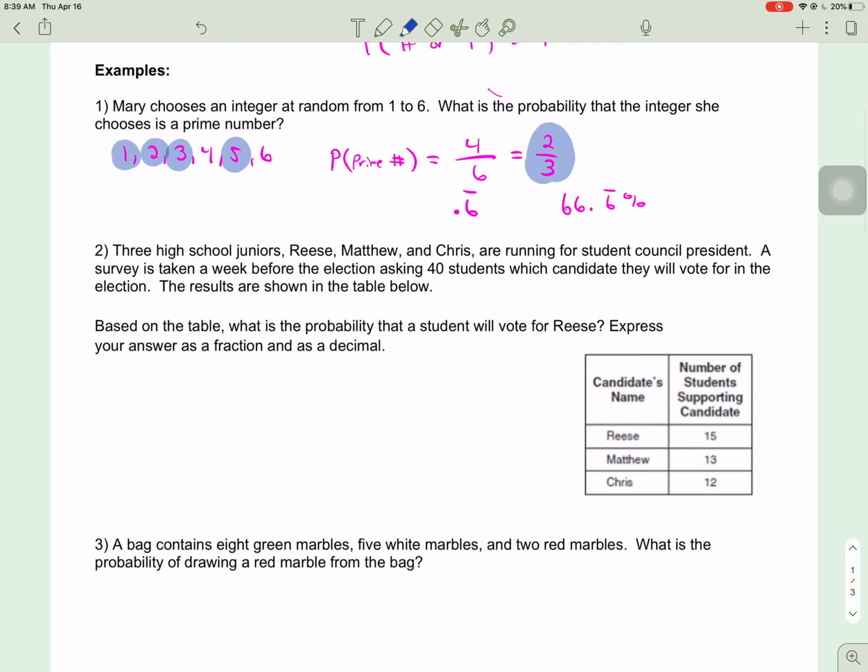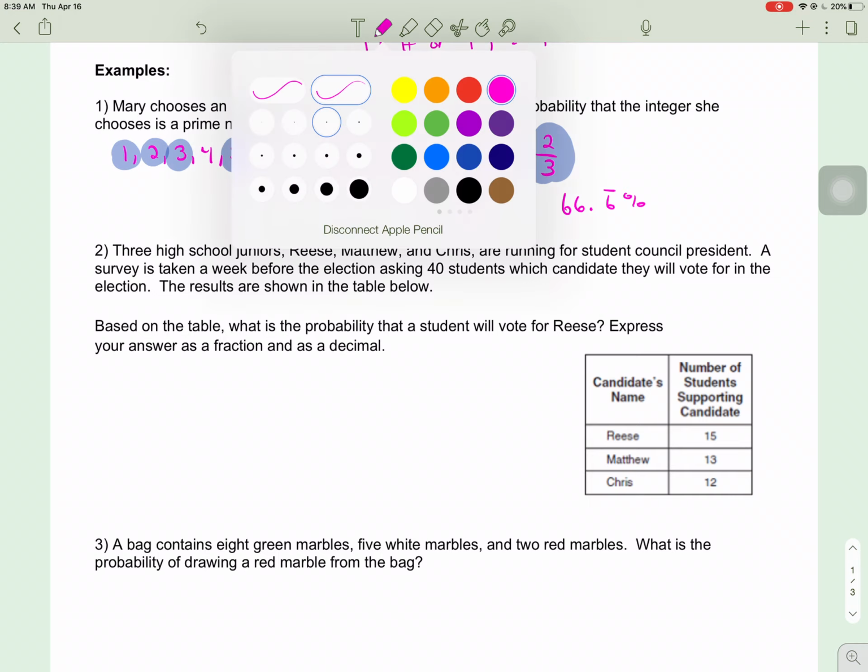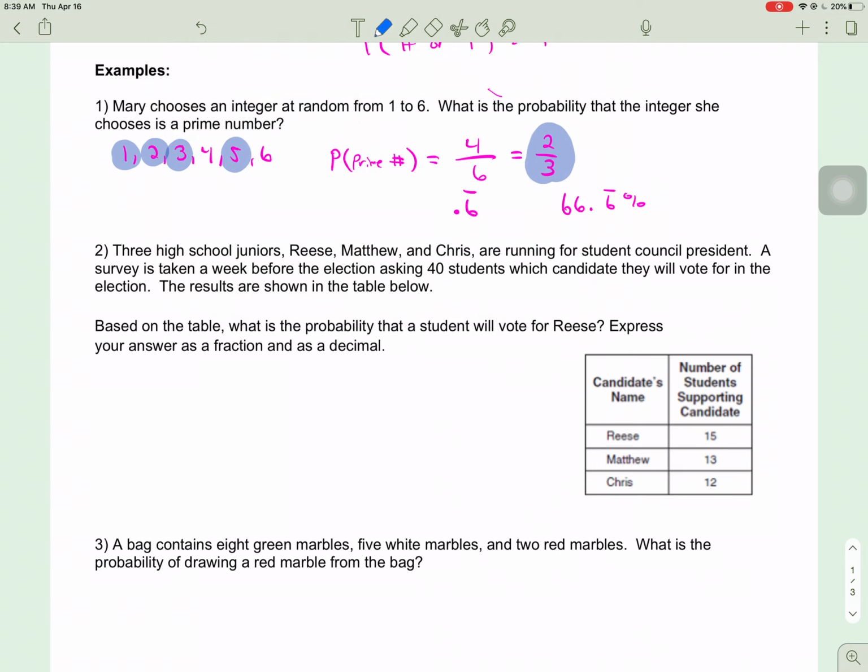Number 2, 3 high school juniors, Reese, Matt, and Chris, are running for student council president. A survey is taken a week before the election asking 40 students which candidate they will vote for in the election. The results are shown in the table below. Based on the table, what is the probability that a student will vote for Reese? Express your answer as a fraction and a decimal. So what is the probability that they will vote for Reese? Well, let's see. 15 people out of 40.